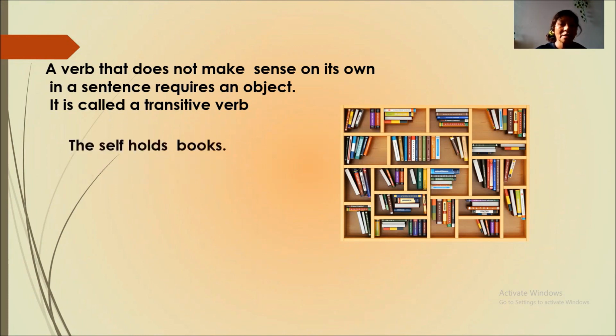Okay, for example here, the shelf holds books. If you say just the shelf holds, does it make sense? Does this give us complete meaning? Not at all. Okay, it requires an object to make sense. Okay, in the second sentence, he eats rice. If you say here just he eats, does it give us complete meaning? Not at all. Yes, it requires objects.